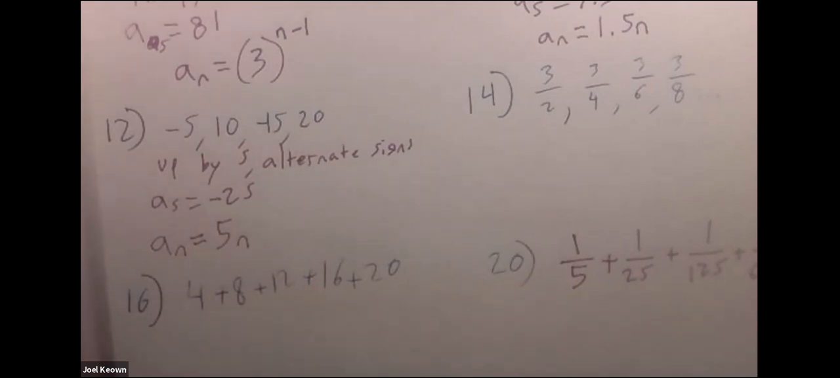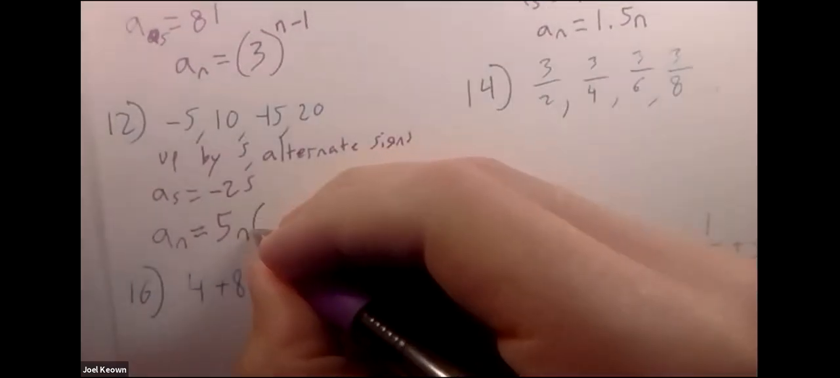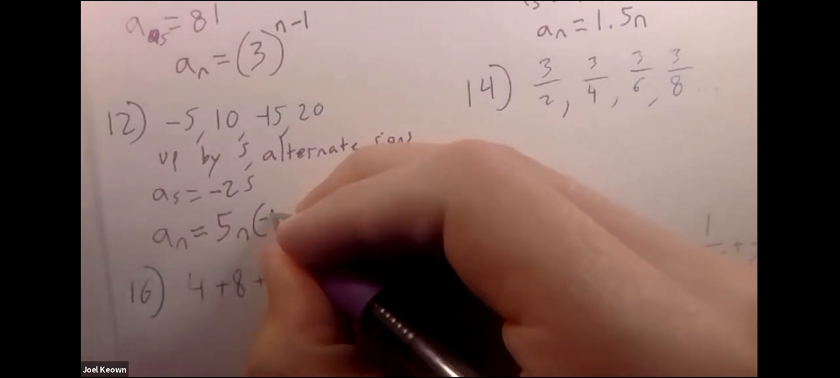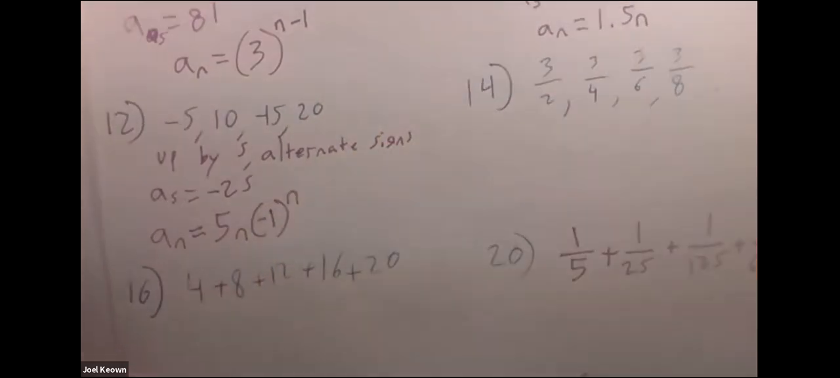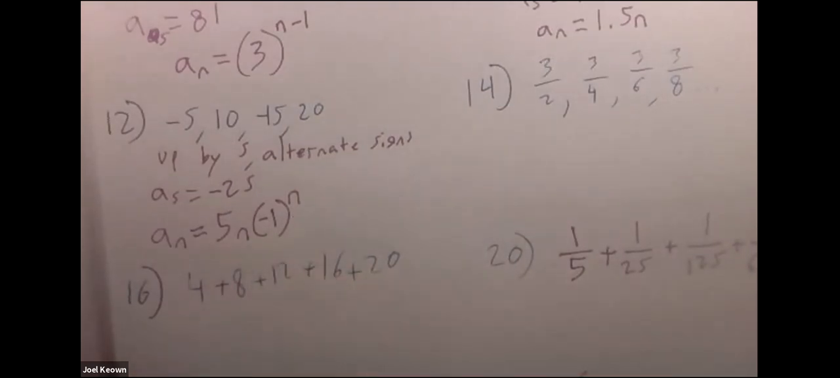The problem is I really want it to alternate between positive and negative. So this is what we're going to do. I'm going to put negative 1 to the n power. This is what helps me change signs, because negative 1 to an exponent is always going to give me either positive 1 or negative 1, and it flips based on whether n is an even number or an odd number.